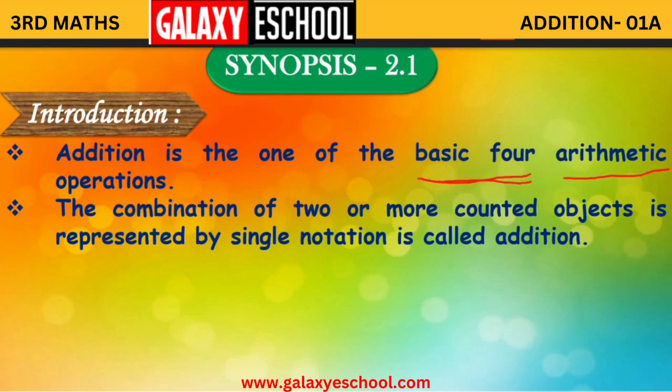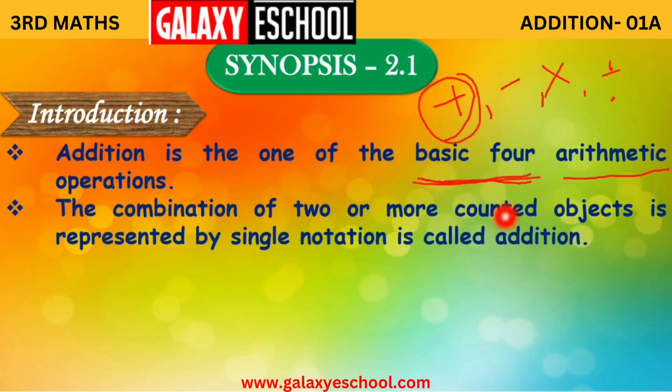And what are the four mathematical operations? Addition, subtraction, multiplication, and division. So, addition is one of the basic four arithmetic operations. The combination of two or more counted objects represented by a single notation is called addition. What is addition? The combination of two or more counted objects.